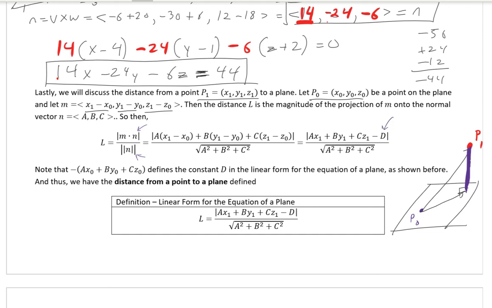So therefore, what we get is not the linear form for the equation of the line. What we get is the distance from a point to a plane as the absolute value of a x1, b y1, c z1 minus d, which is basically just plugging in the point into the equation of the plane itself, divided by the square root of the normal vector components, a squared, b squared, and c squared, all of which can come from the plane itself.